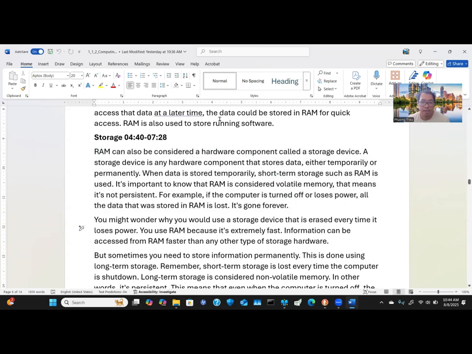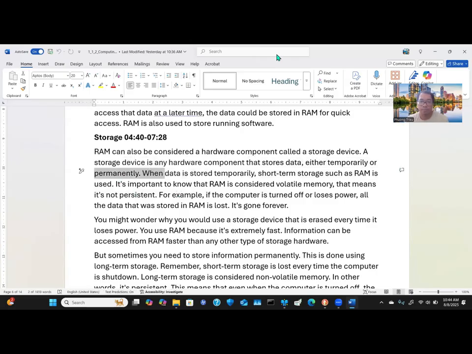RAM can also be considered a hardware component called a storage device. Okay, so I already talked about this. Next, a storage device is any hardware component that stores data, either temporarily or permanently. Okay, when data is stored temporarily, short-term storage such as RAM is used.